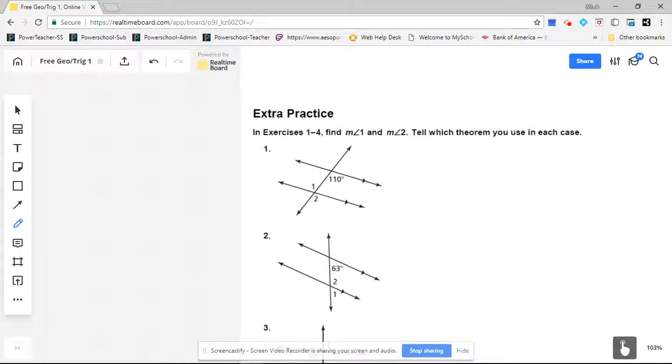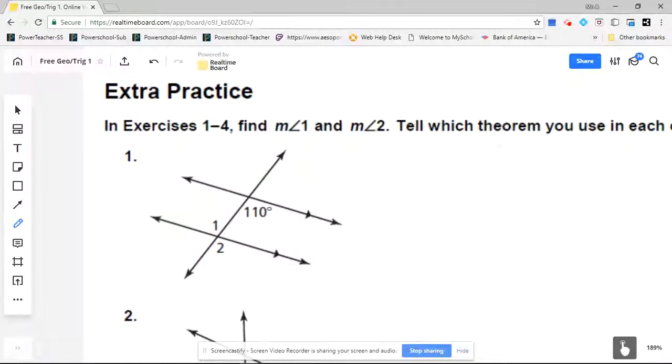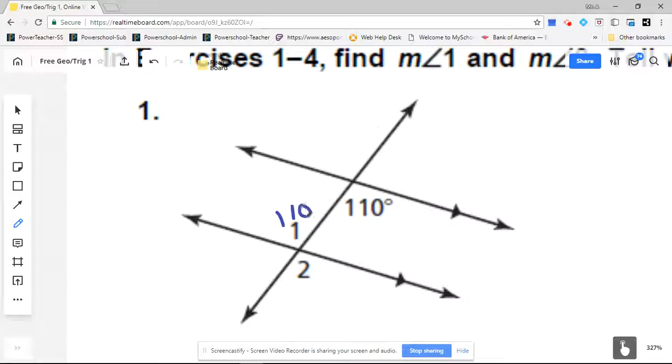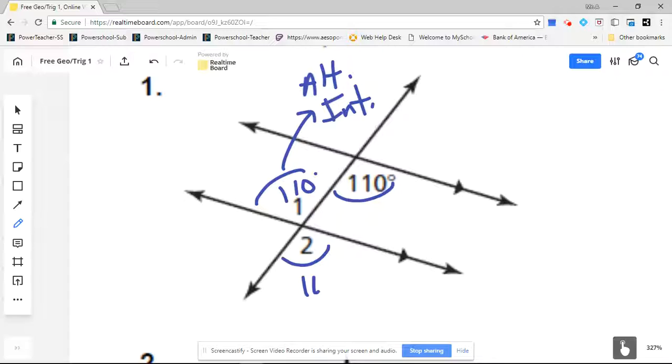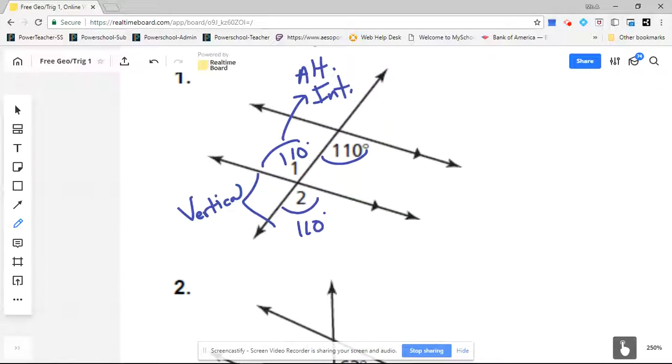All right, number 1 on the extra practice. 1 and 2, they want us to find those two angles. So I would say that angle 1 is going to be 110, the same as the angle 110 because they're alternate interior. And 2 is also 110 because these two are vertical. So those two angles are vertical angles, 1 and 2. So that's why it has to be 110.